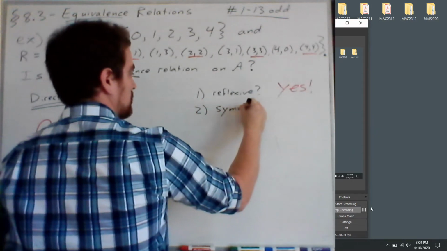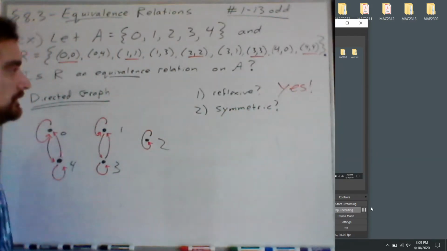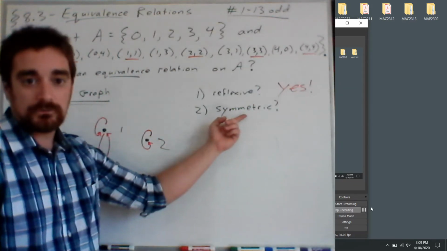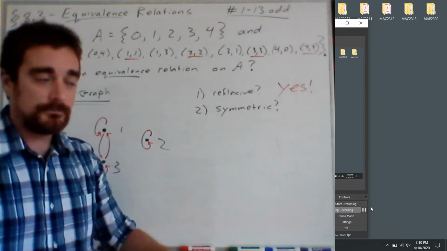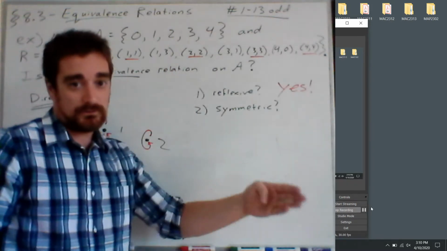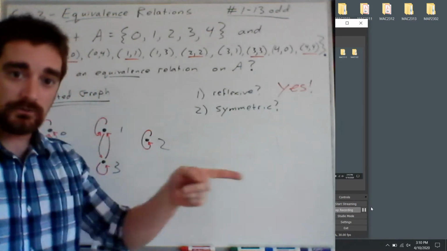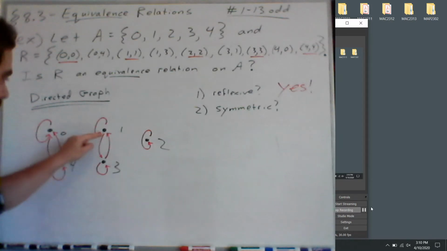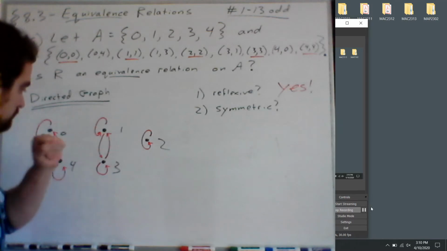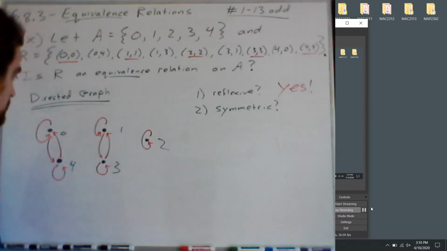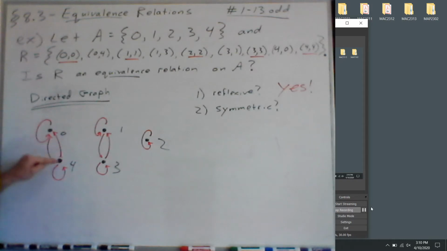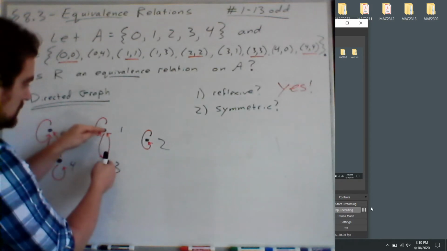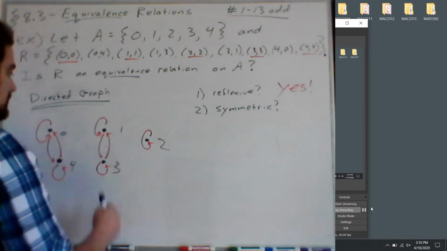Is this symmetric? Well, let's see. The definition of being symmetric means that for any two elements, x and y, in the set A, if x relates to y, then y must relate to x. Right? So it has to be a forwards and backwards relationship. Well, we can see that 0 relates to 4, and we get the reverse, 4 relates to 0. So that's symmetric. 1 relates to 3, and 3 relates to 1. So that's symmetric, and that's all we need, right? Those are the only two elements that jump between each other, and they do go both ways.